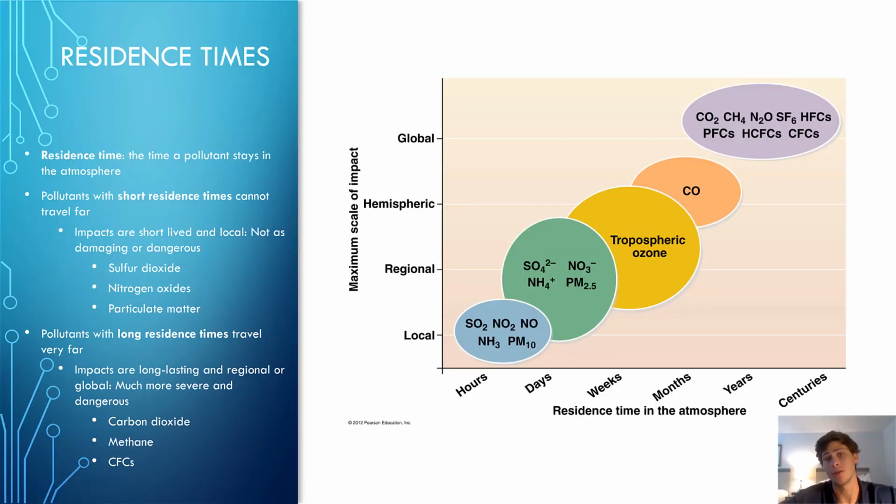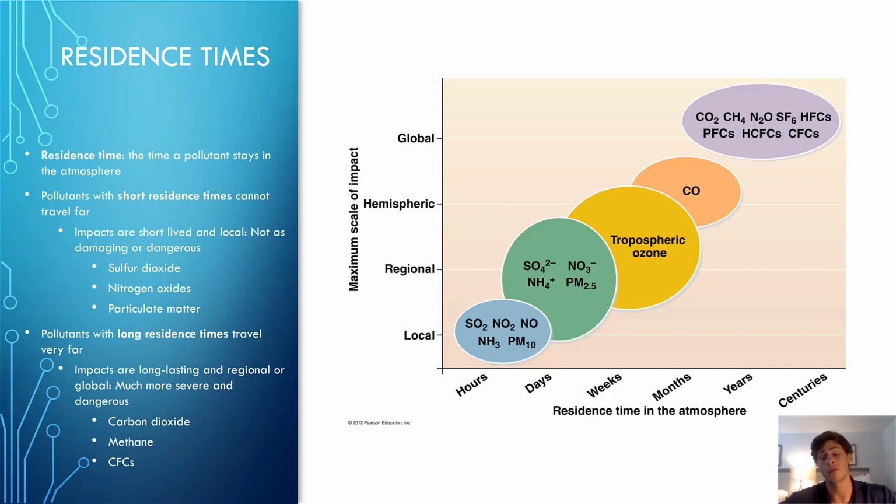Another important thing to make note of is a term known as residence times. Residence times are simply the amount of time a pollutant will stay in the atmosphere after it's been released. Now, you should know that residence time has a very noted and pronounced effect on the damage or the impact that a given pollutant can do. For example, pollutants with short residence times can't really travel far because they fall out of suspension very quickly, and typically their impacts are very short and very local in scale. And these are going to be things like sulfur dioxide, nitrogen oxides, and then particulate matter, things that fall out of suspension very quickly, and so they can't travel very far.